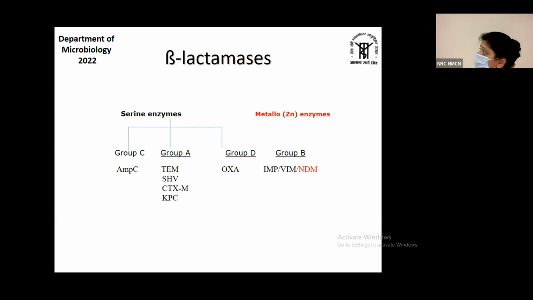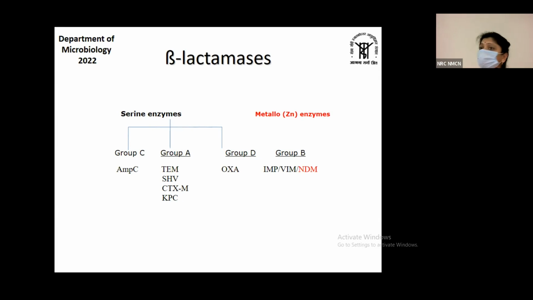So there are those enzymes which hydrolyze imipenem, meropenem, and this is NDM. Can anyone tell me what is NDM? Okay, so it is New Delhi metallo beta-lactamase, right? And it was first isolated in 2009 in some Swedish patient who had traveled to India. There was a urinary isolate of Klebsiella pneumoniae, and it was isolated as far back as 2009. However, NDMs are highly prevalent in India.